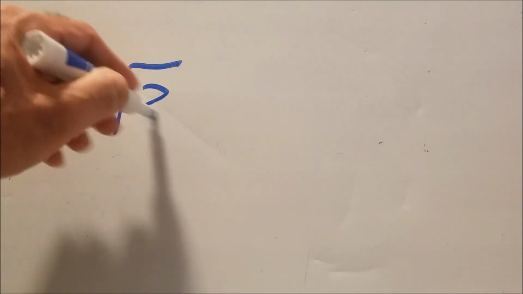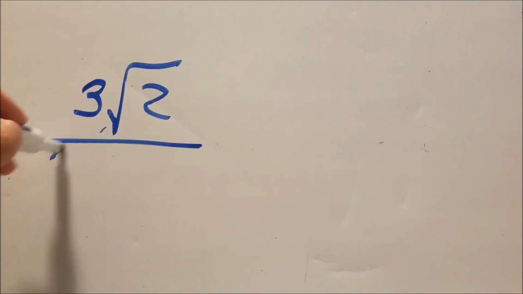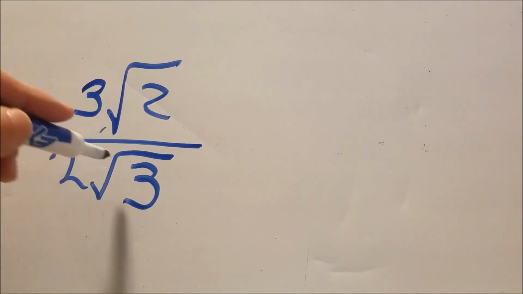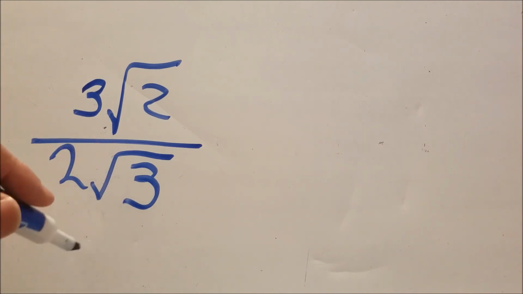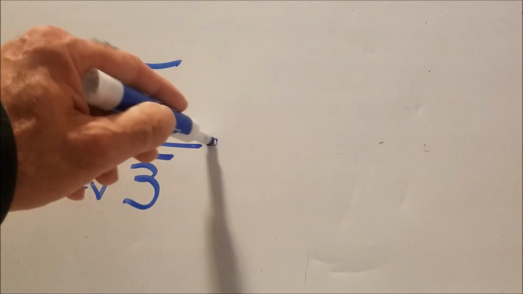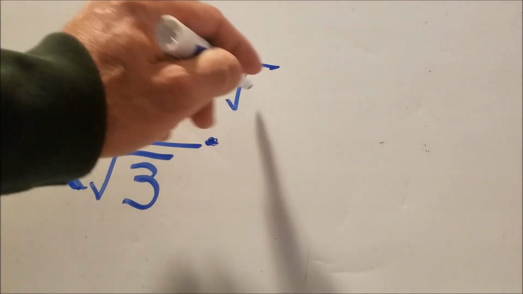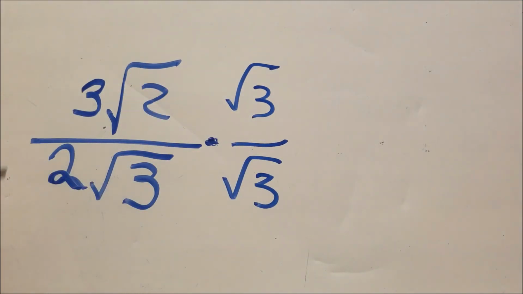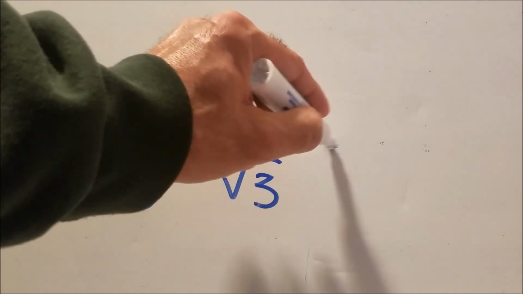Rationalize the denominator. Let's say we had a coefficient of 3, then the square root of 2, divided by 2 and the square root of 3. So we want to rationalize the denominator. Say that a couple of times, right? So do not include the 2. Only include the radical. So we're going to times it by the square root of 3. Just the radical, not the coefficient. Or the constant term, actually. So what do you think this will equal?